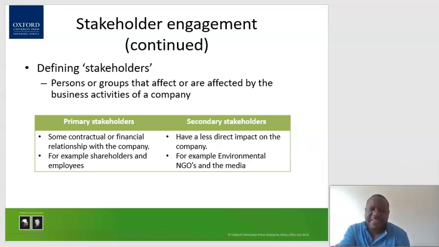Stakeholders are basically defined as parties that affect or are affected by the activities of a company or of an organization. We have primary stakeholders as well as secondary stakeholders. With primary stakeholders, there is some contractual financial relationship with the company, whereas secondary stakeholders have less direct impact on the company. Examples of secondary stakeholders are activists, non-governmental organizations, the media, and so forth.